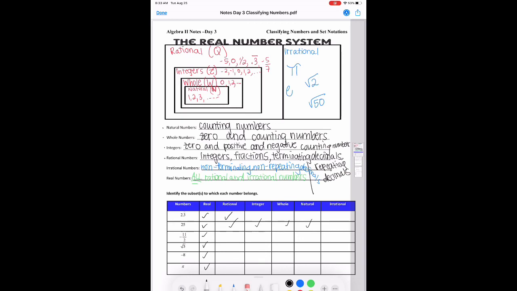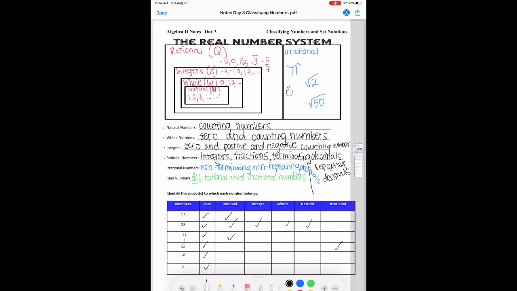All right, negative 11 halves. So negative number. So first off, that means we can already eliminate natural and whole numbers because those cannot be negative. Then we also see that it is a fraction. We don't introduce fractions until rational numbers. Okay, so we have here rational. Square root of 5. If you were to put that in your calculator and get the decimal, you would see that it is non-terminating and non-repeating, so it goes on forever and doesn't repeat, so it's irrational.